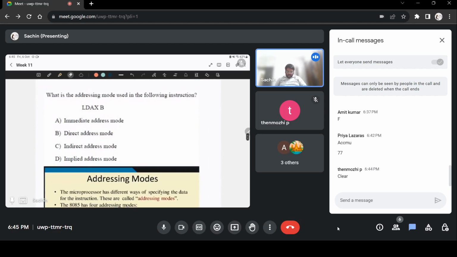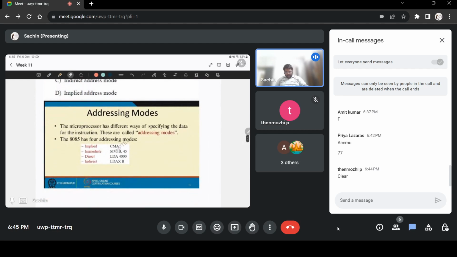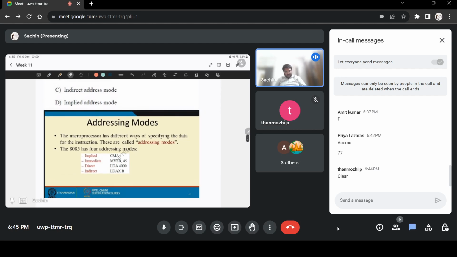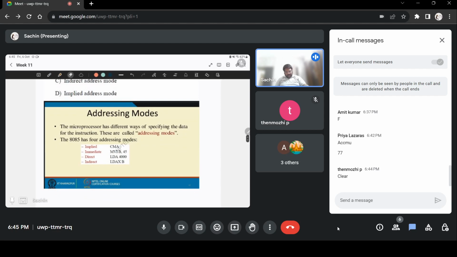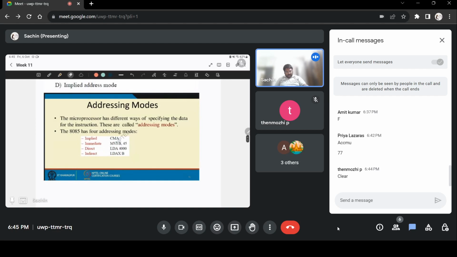What is the addressing mode used in the following instruction? So in lecture you've seen 4 types of addressing modes. Implied addressing mode means that the register or the data you're dealing with is very clear to you. For example, CMA, you have to complement the accumulator contents, so you don't need any external address to be given to you, so that is implied. Immediate means that the data is given to you directly, so you don't need to get it from some address value. That's called immediate addressing.